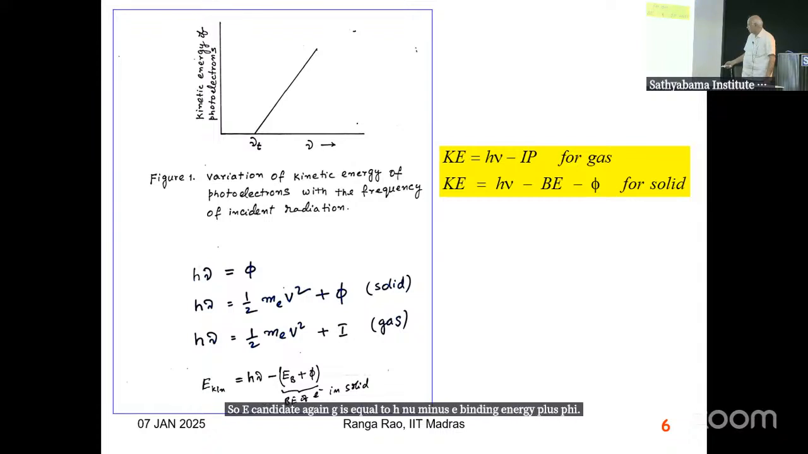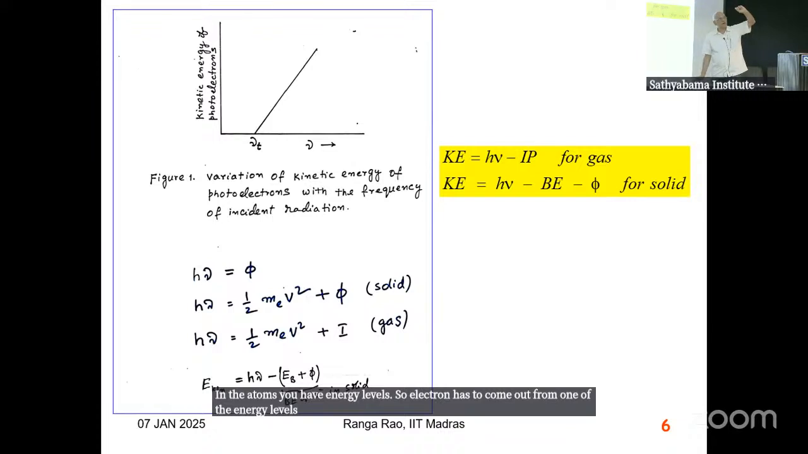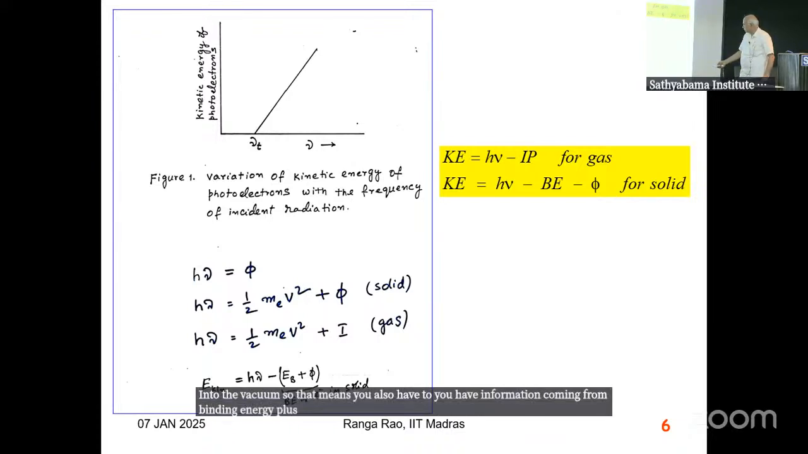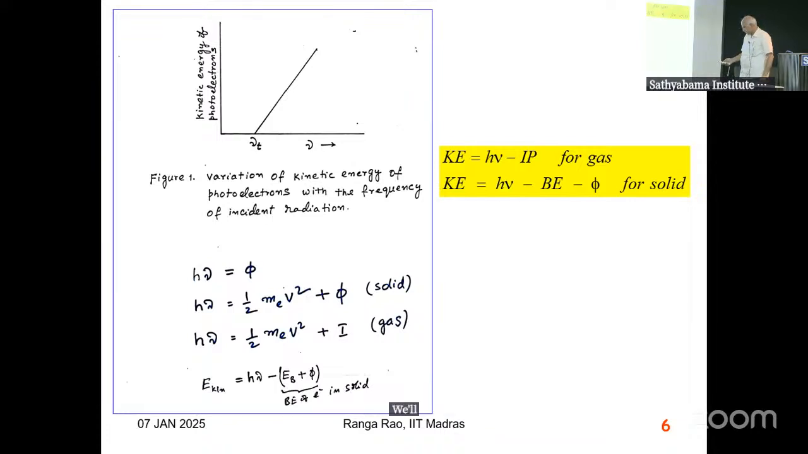In the solid, when the electron is coming out, you have energy levels, as in the atoms, right? So the electron has to come out from one of the energy levels, cross the barrier, and then go above the surface into the vacuum. That means you have information coming from the binding energy plus the work function, both will be there. Okay, I'll just give you some examples here.